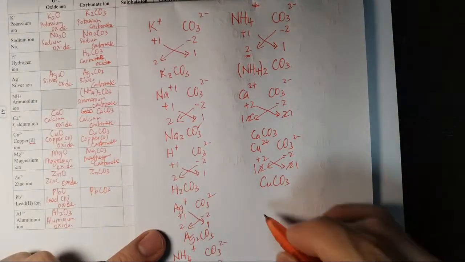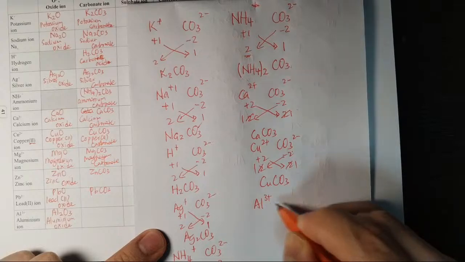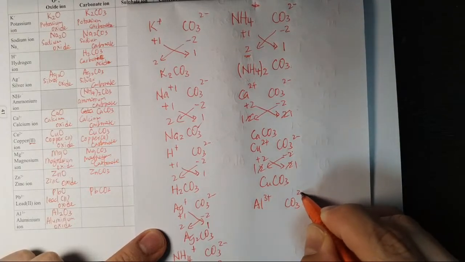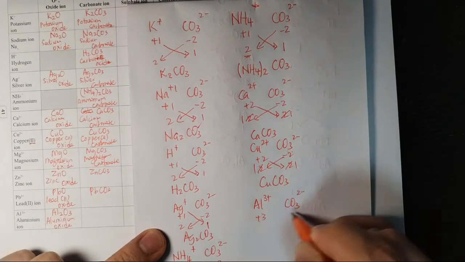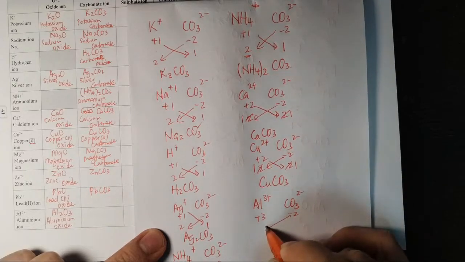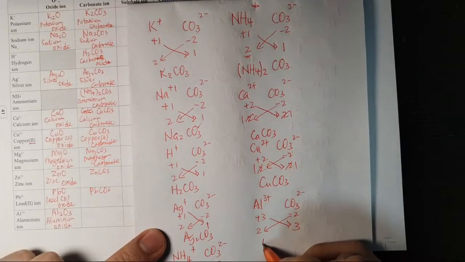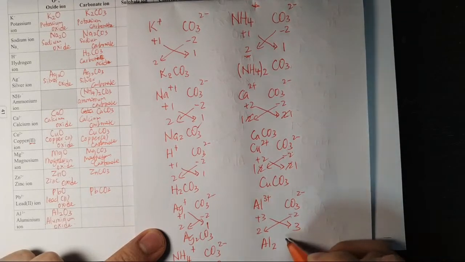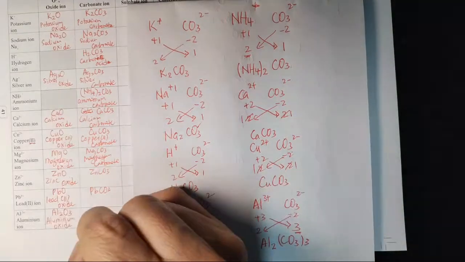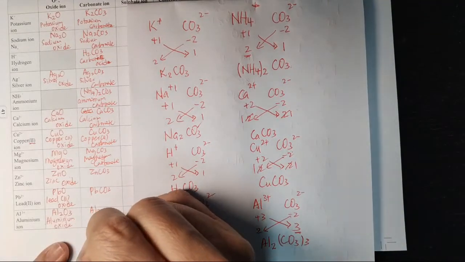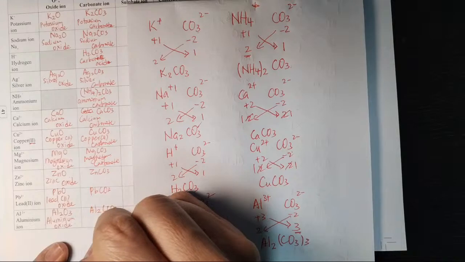And last one we try aluminium carbonate. CO3 2 negative. Okay, so positive 3, negative 2. Interchange, get 3. So meaning that the formula will be Al2 CO3 got 3, right? So meaning that you have to put a bracket 3. Okay. So aluminium carbonate.